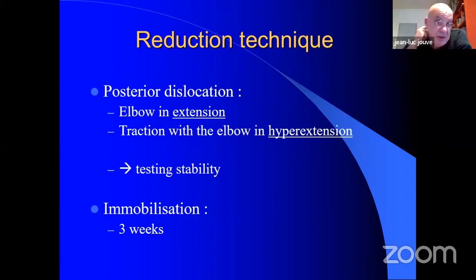One important point is in the reduction technique. In case of posterior dislocation, the elbow is in extension, and you have to do first a hyperextension. You must not do a flexion, but you have to do a hyperextension to reduce the olecranon in the trochlea, and then after, when you have reduced, you can do the flexion. So very important to do first hyperextension to obtain a good result. After this stabilization, an immobilization of 3 weeks is necessary.